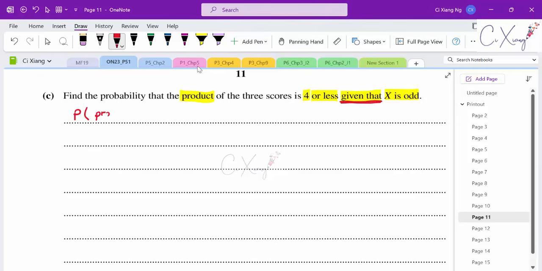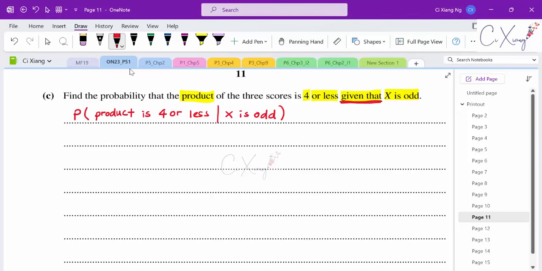So they said when you multiply all the scores together for the 3 spinners, you get 4 or less. The word product tells you that it is the multiplication of the scores, okay? So if you have 1, 1, 2, that means 1 times 1 times 2. Okay, so the product is 4 or less. And then given that x is odd, so x is odd means that the red color score must be an odd number.